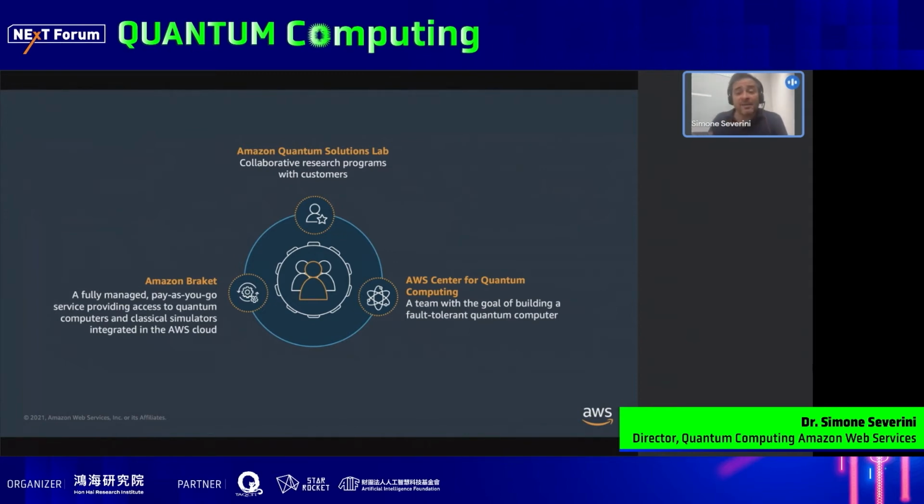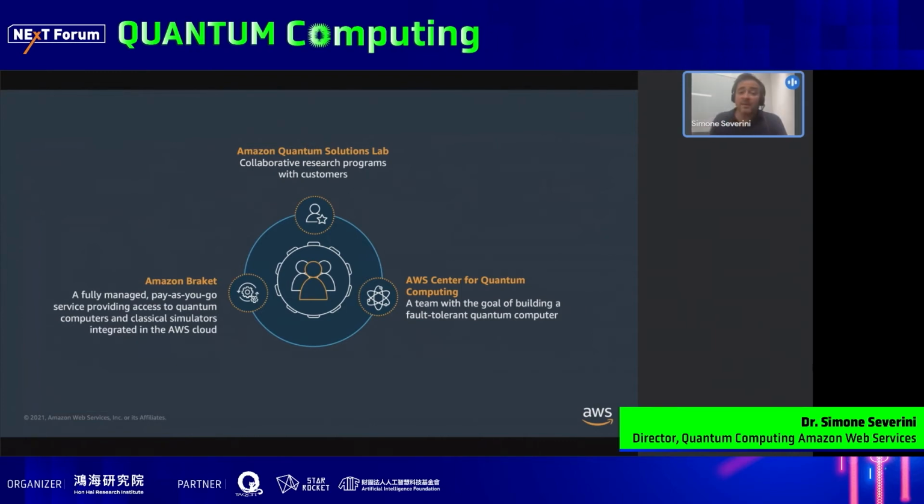Amazon Braket provides a set of hardware agnostic developer tools, classical quantum circuit simulators, and access to a variety of quantum computers on the AWS cloud to enable users to build, test, run their quantum algorithms. So this is on demand, available today, and pay as you go.